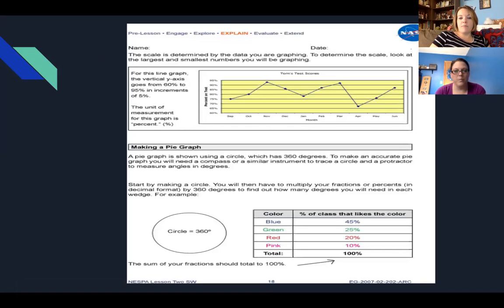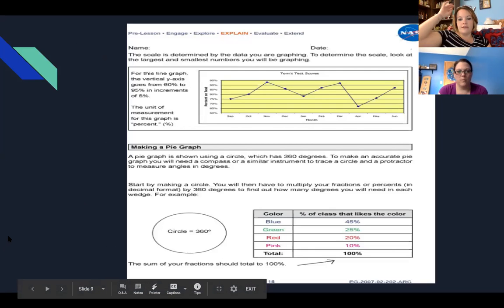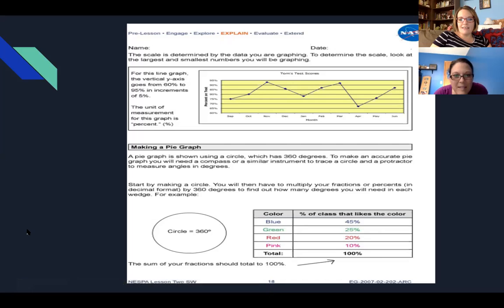This is how to make a pie graph, and this is the line graph. This says the scale is determined by the data you're graphing. To determine the scale, look at the largest and smallest numbers. So I cannot see those numbers right there. Let me put on my glasses. Maybe that'll help. Nope. 60, 65, 70. It goes up by fives. Okay, so see right here, this is what I was talking about when I said the graph doesn't have to start at 0. This one starts at 60 and goes up to 95.